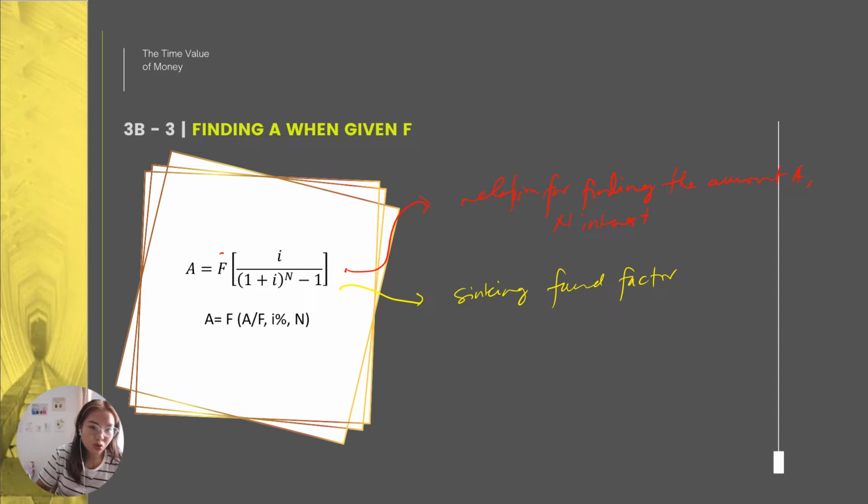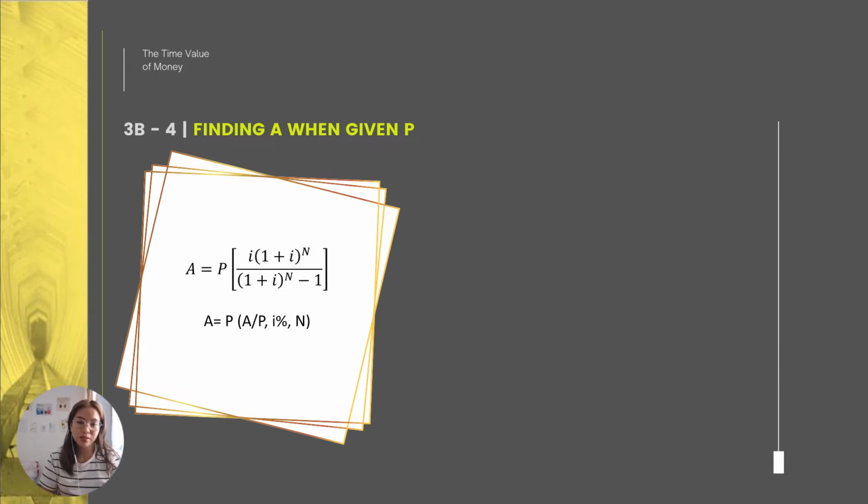Okay, so we could also write this as the functional symbol A equals F times (A/F, i percent, n). So that is the functional symbol for this equation when finding A given F. Another case would be finding A when given P. Now, we can solve for A by using this equation, and this is the relation.